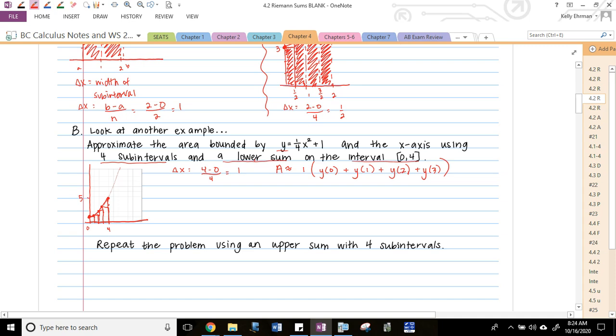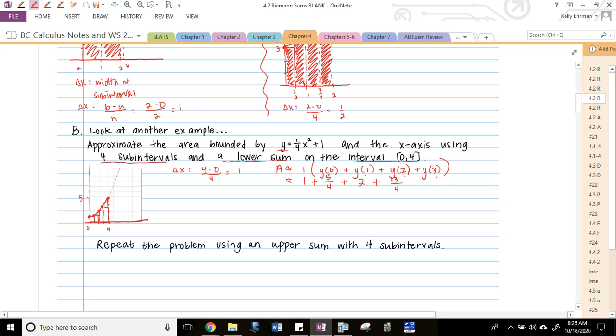It's a good idea to write that out anyway, just to organize your own work so that you don't accidentally use y of 4 or something like that. And you can see clearly that you do have 4 numbers here. So, okay, I don't need the 1 anymore. When I plug 0 into this, I get 1. When I plug 1 into this, I get 5/4. When I plug in 2, I get 1 plus 1 is 2. When I plug in 3, 9/4 plus 4/4 is 13/4.